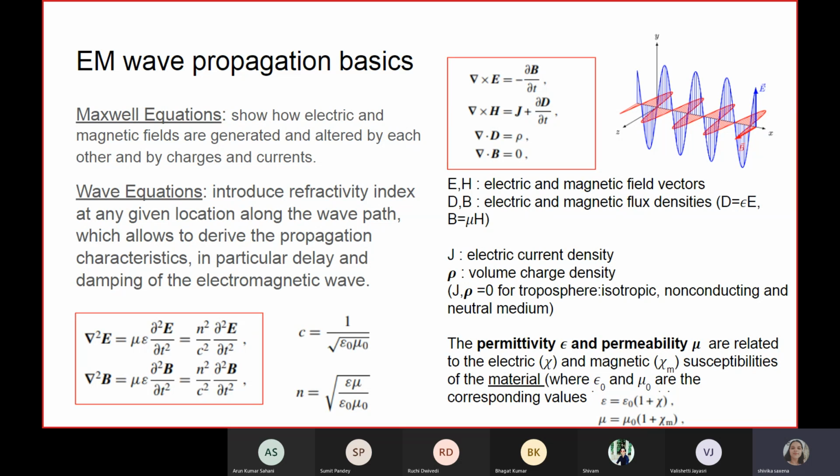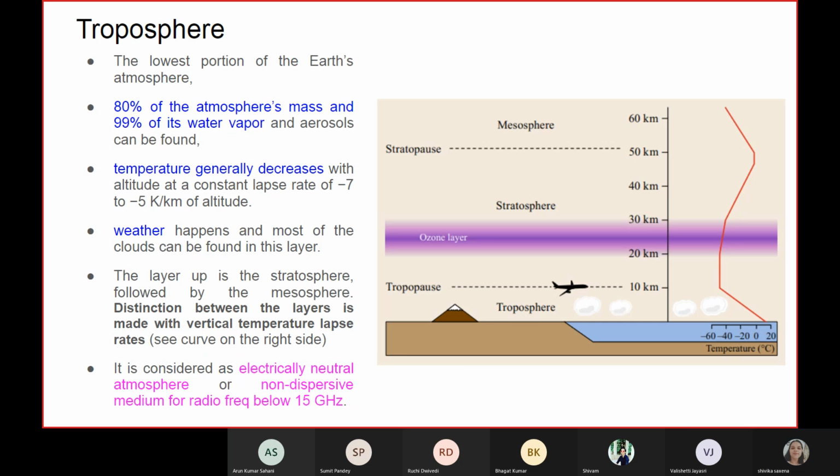And while doing some manipulation from the Maxwell equations, for example for the troposphere, we can put some parameters to 0, for it is an isotropic, non-conducting and neutral medium. So we can put some parameters to 0 in these equations to derive the wave equations. Now the wave equations bring in the concept of refractivity index. So you understand how the signal was getting refracted while traveling through the ionosphere and the troposphere. Here you have seen.